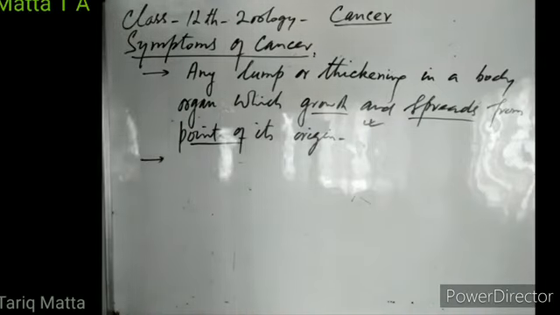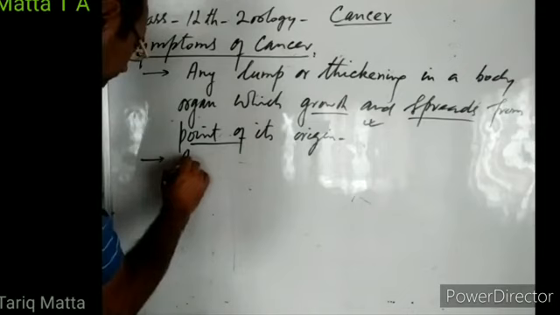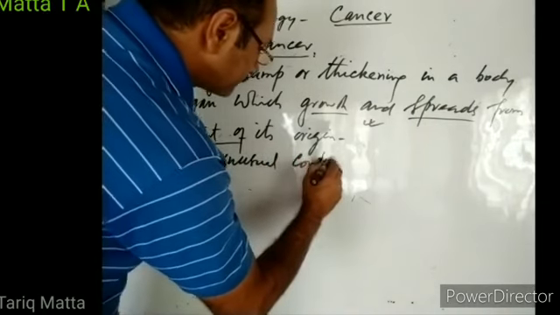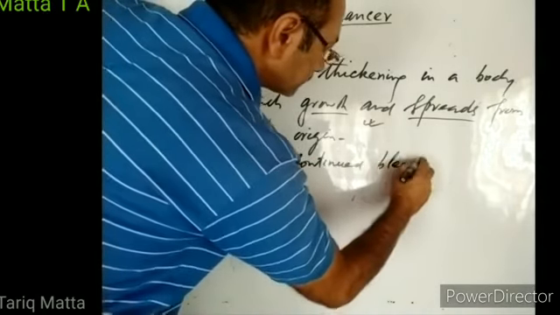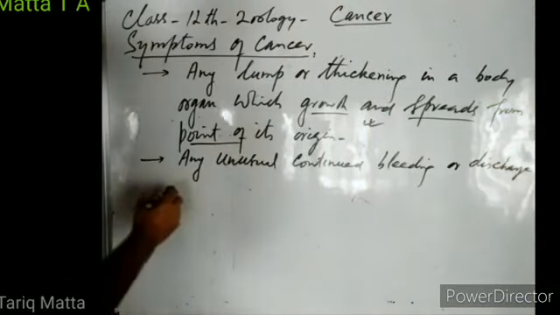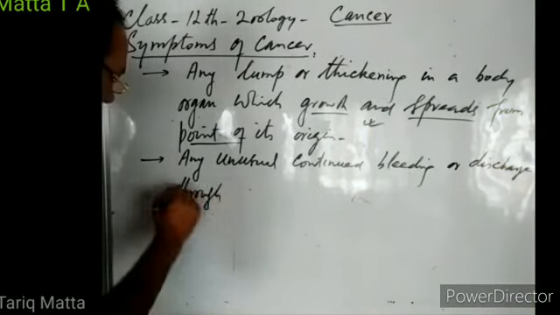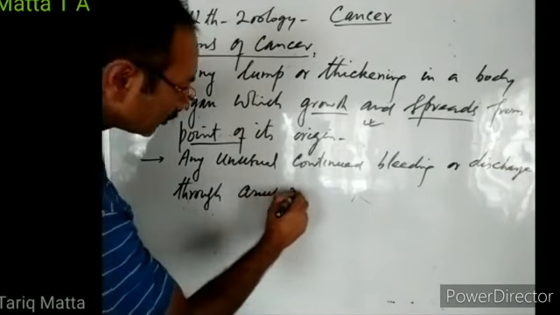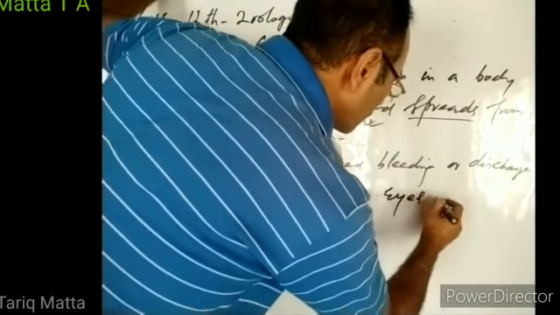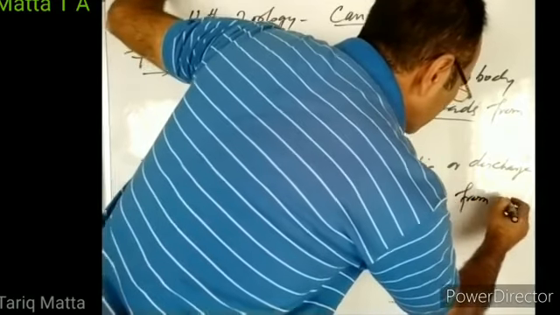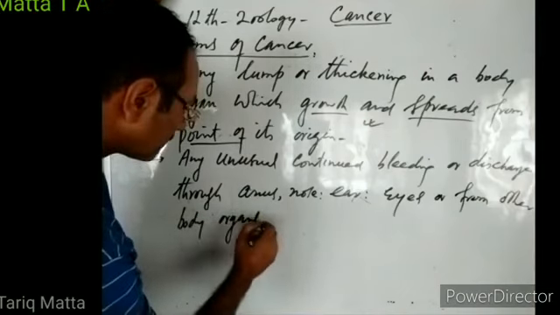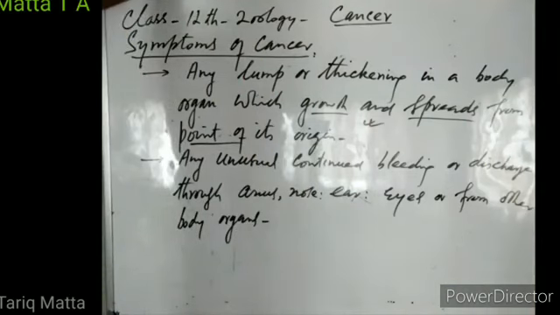Number second, any unusual, continued bleeding or discharge through anus, nose, ear, eyes, or from other body organs may be a sign of cancer, may be a symptom of cancer.